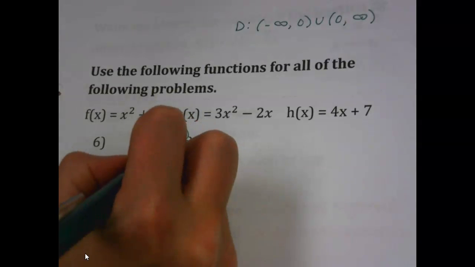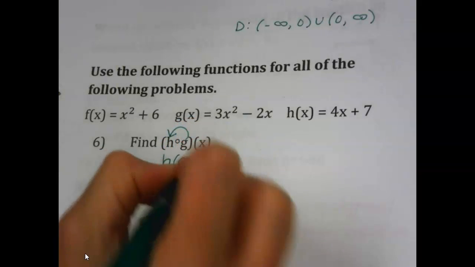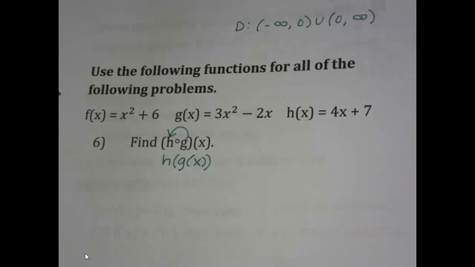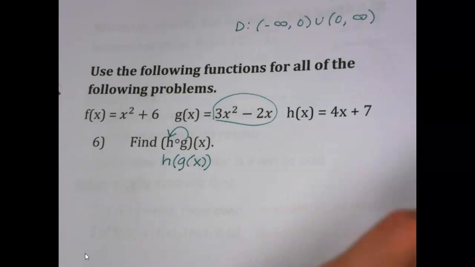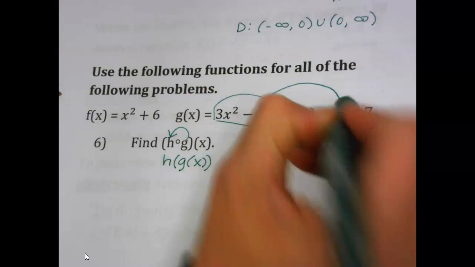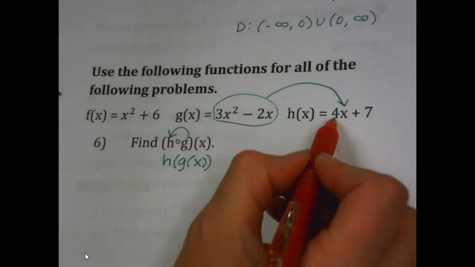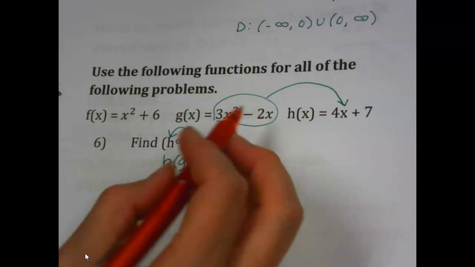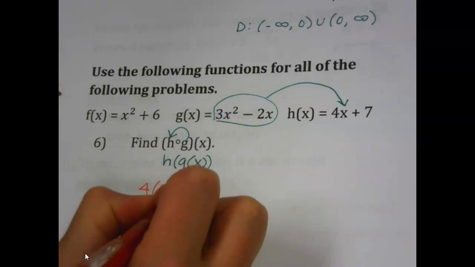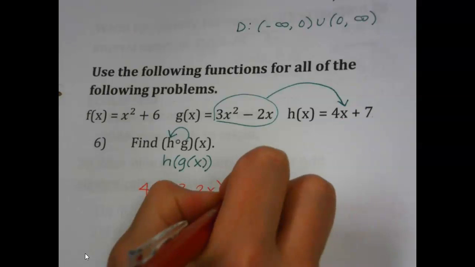So another way to write it, sometimes they have h of g of x, so it looks like the g of x is inside the h of x. So we're going to take g of x here, this whole function, and we're going to put it into h of x, so into the x portion of h of x. So it'll look like this. We'll start with the 4, but then instead of the x, we're going to put in all of g of x, 3x squared minus 2x, and then we still have the plus 7 on the outside.